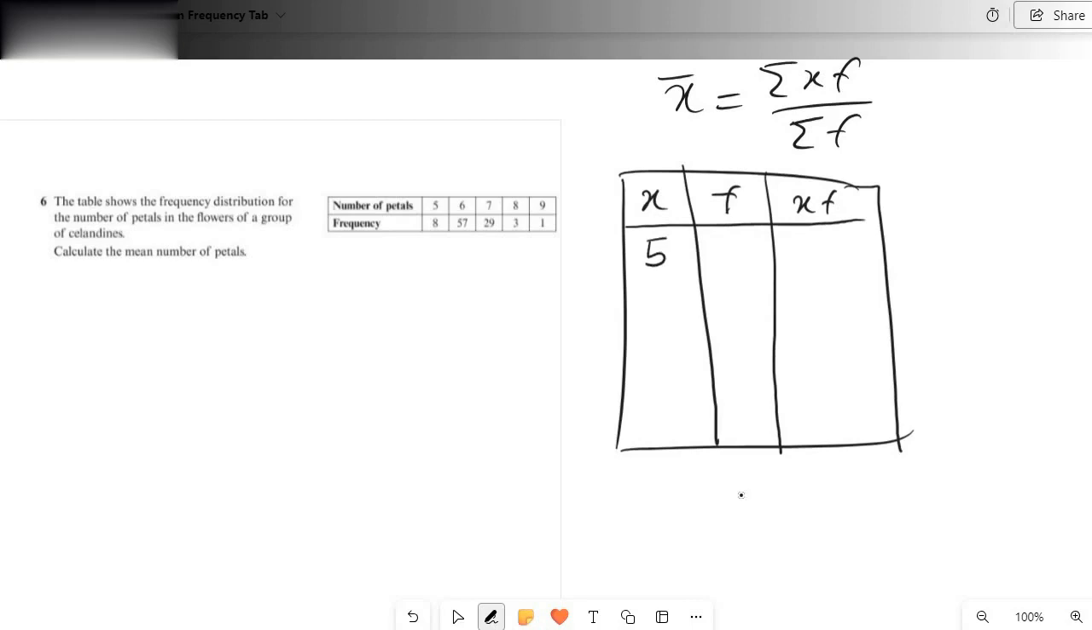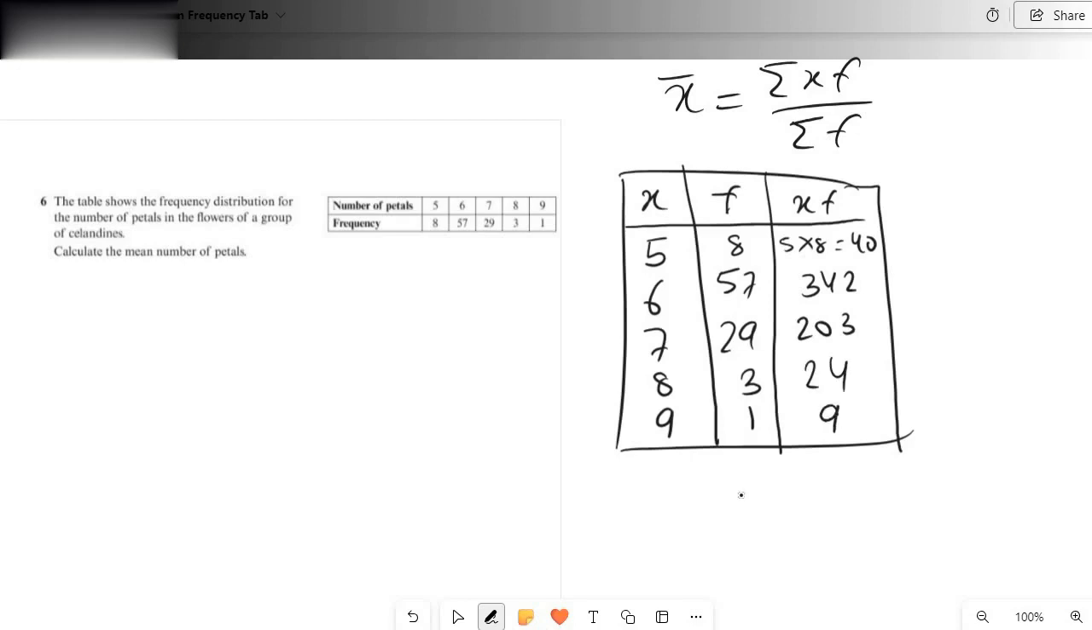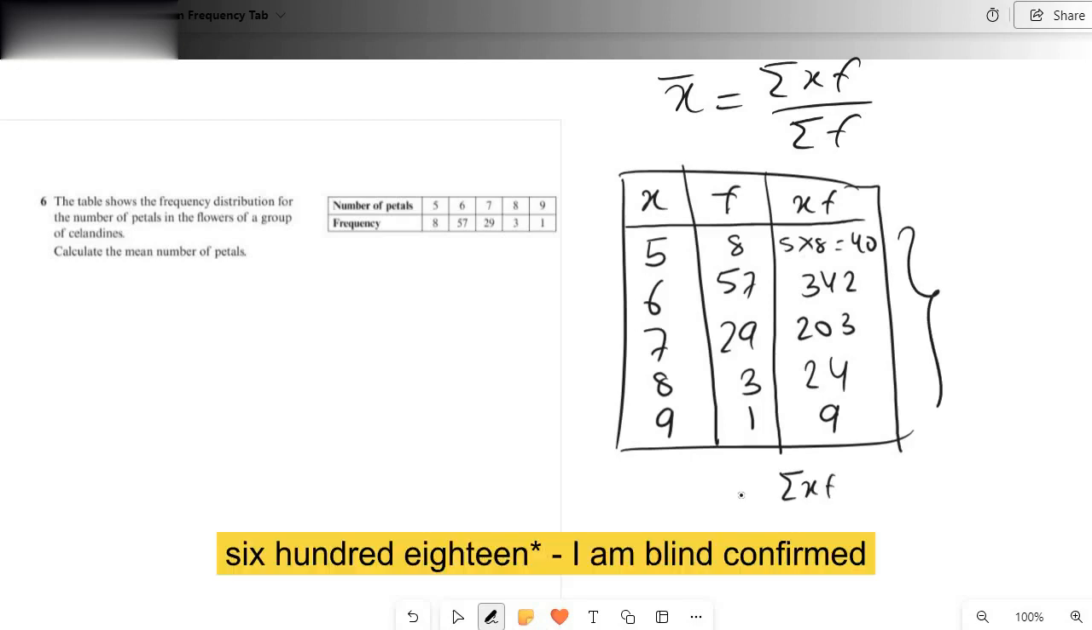The numbers of petals are 5, 6, 7, 8, and 9, and their corresponding frequencies are 8, 57, 29, 3, and 1. So the products would be 5 into 8, which is 40, 6 into 57, which is 342, 7 multiplied with 29, which is 203, 8 multiplied with 3, which is 24, and 9 into 1, which is 9. The sum of all these values, the summation of xf, is 608 using the calculator. Similarly, the summation of f, adding all these values, is 98.